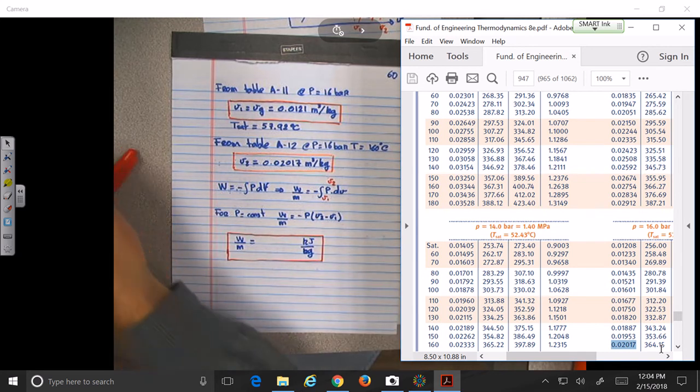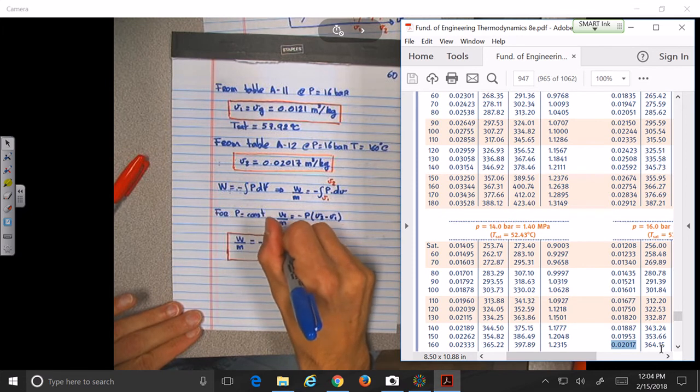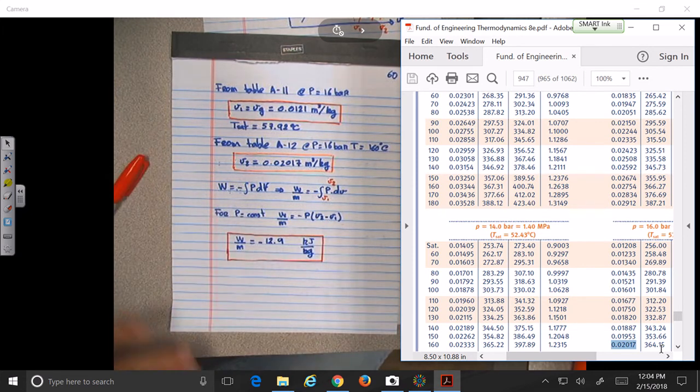Is that correct? Negative 12.9? Okay. So again, I don't know about the value, but does it make sense that the value is negative? Yes, because it's moving basically up because you add heat, so it's creating work, no? Yeah, it's work done by the piston, being negative.